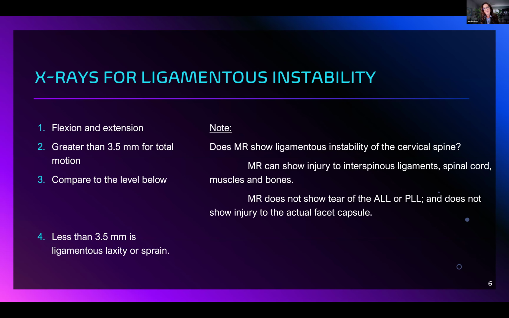So again, MRI cannot show some of these ligament injuries or tears. Obviously, if we have a lot of edema in the posterior aspect of the soft tissues, that can definitely be an indicator that we have tearing in those specific tissues, but the tear itself is not going to show at all on MRI.